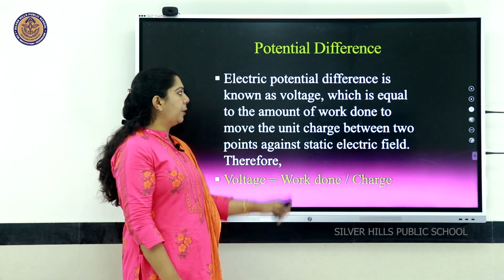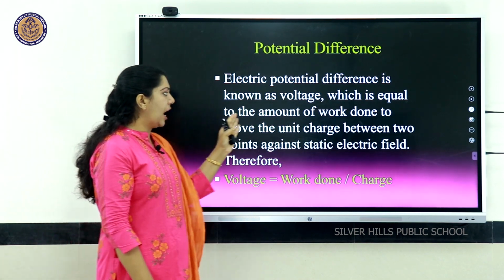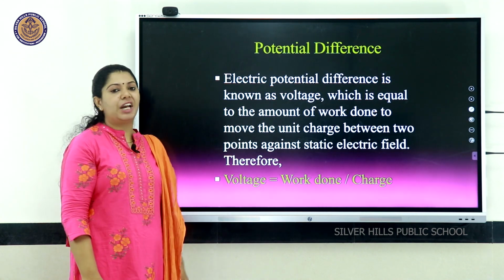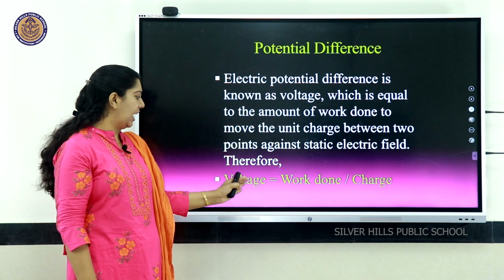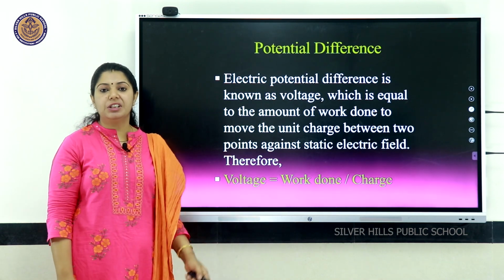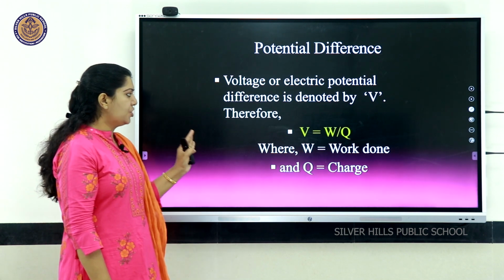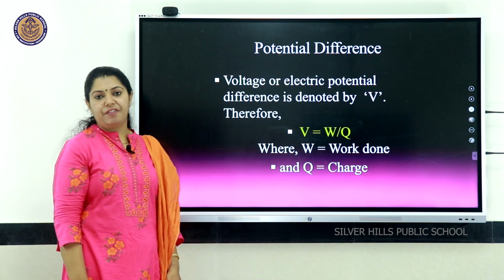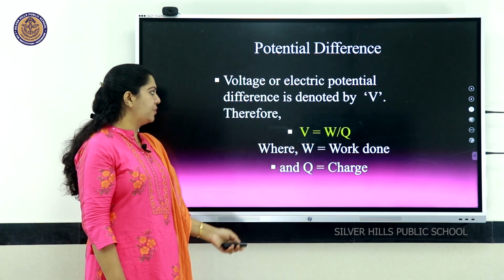I repeat, electric potential difference is known as voltage, which is equal to the amount of work done to move the unit charge between 2 points against static electric field. Therefore, we can say voltage is equal to work done divided by charge. Then the potential difference equation is V is equal to W divided by Q, and W is the work done, Q be the quantity of charge.